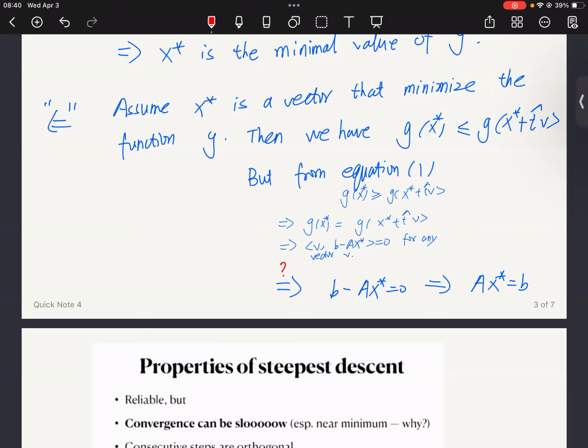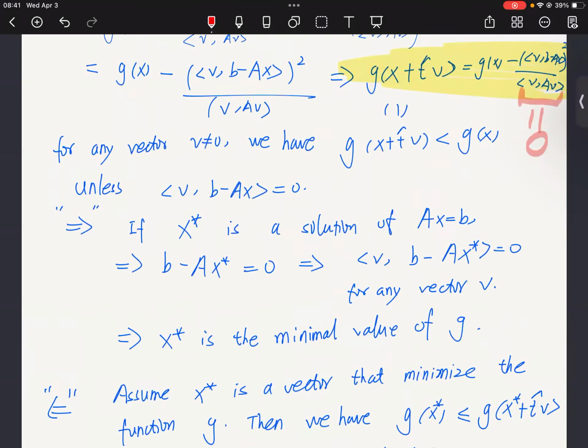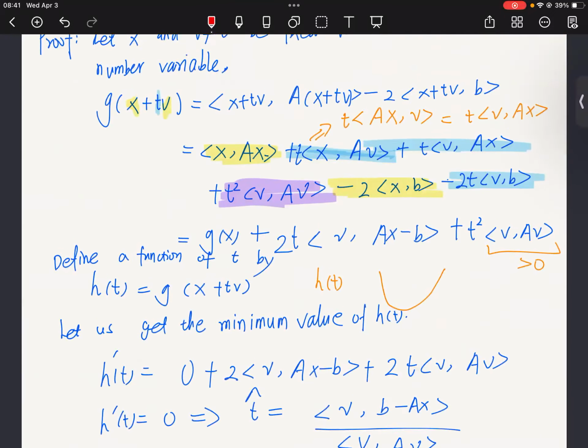So that's a correct direction, because the v can be anywhere actually. But it's the correct direction because we should focus on the inner product property here. And so now let's let v be b minus Ax star. And then what do you have here? So let's go back to the property of the inner product, okay?